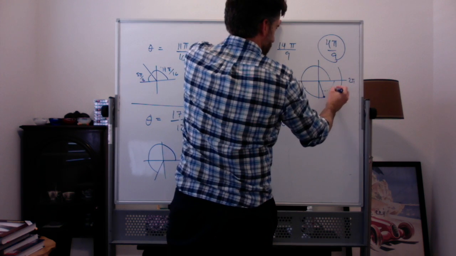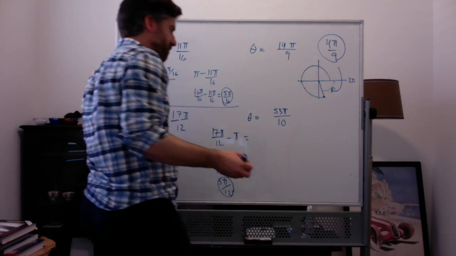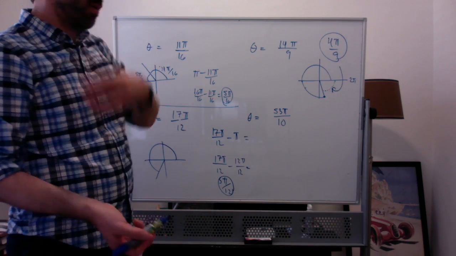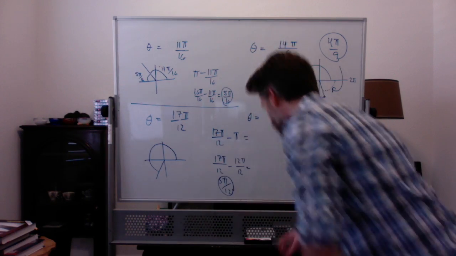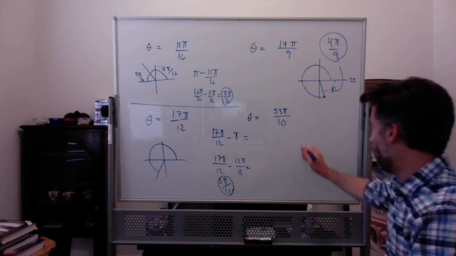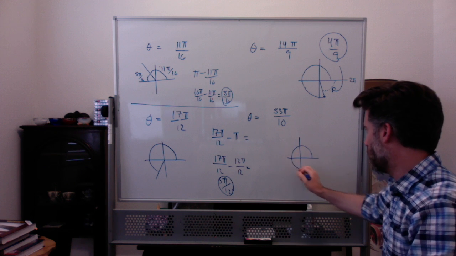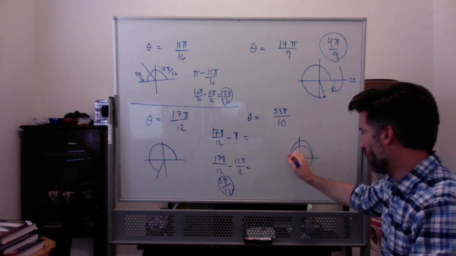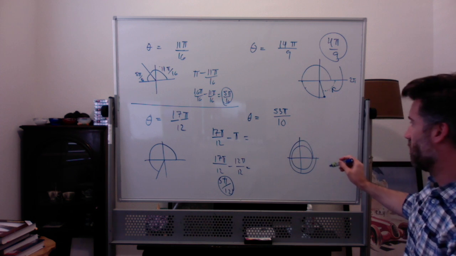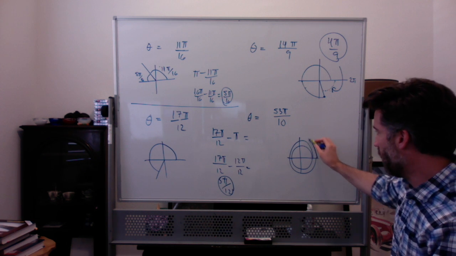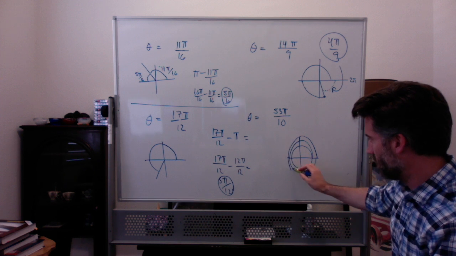So here, 53 pi over 10, that's definitely more than a whole revolution. In fact, I think it's more than 2 revolutions, right? Because 20 pi over 10 would be 1 full revolution. So there's 20 pi over 10. Another revolution would be 40 pi over 10. And then I still have 13 pi over 10 left. So 10 pi over 10 gets me halfway around. So there's another.